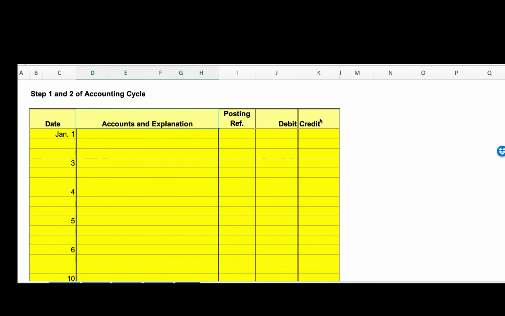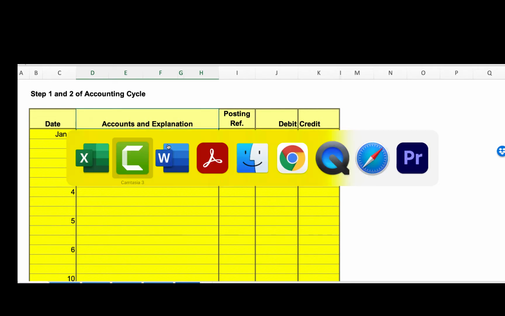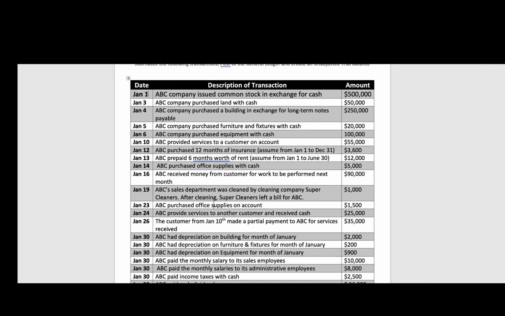So we're now going to do the first 5 journal entries here in the general journal and post this to the general ledger. So here are the first 5 entries. So we'll do January 1, 3, 4, 5, and 6, right? Those are the first 5 journal entries, and we'll make that one video and then we'll continue.